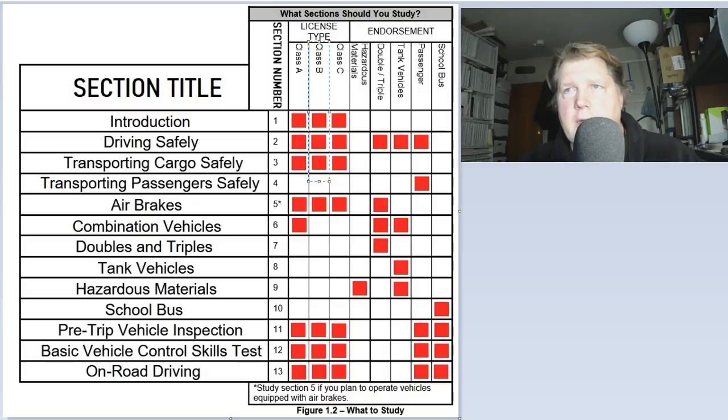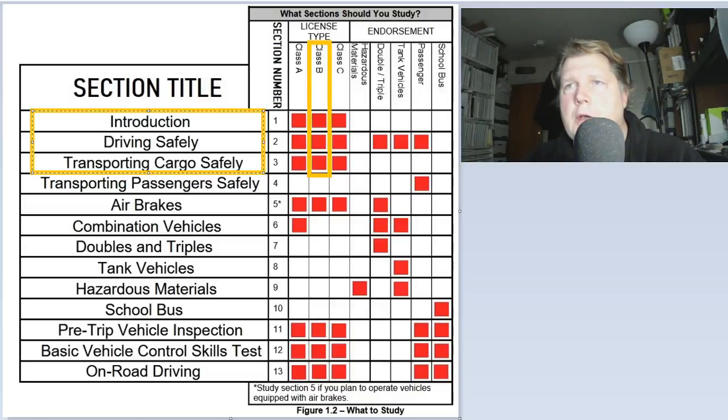You're going to need to study section 1, 2, and 3 right here. And as I said, the most difficult one that you're going to have is going to be the driving safely. By far, again, that is because it's 23 subsections.